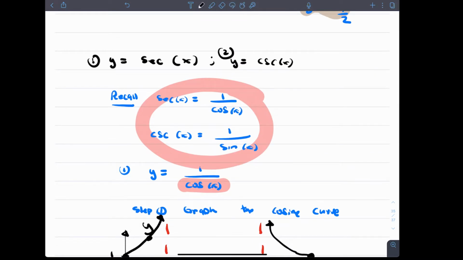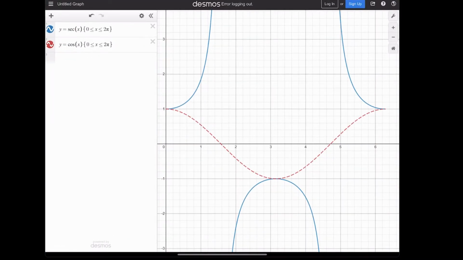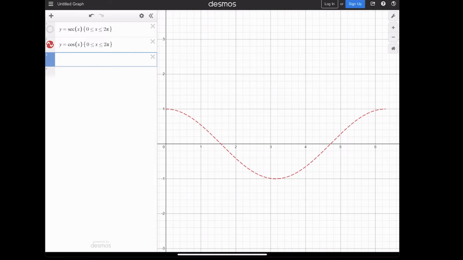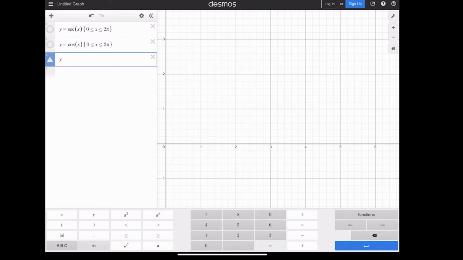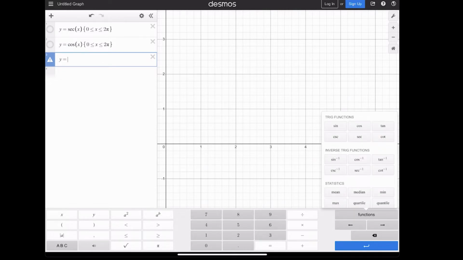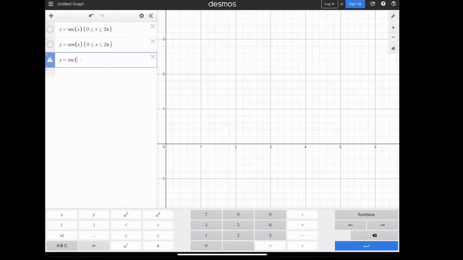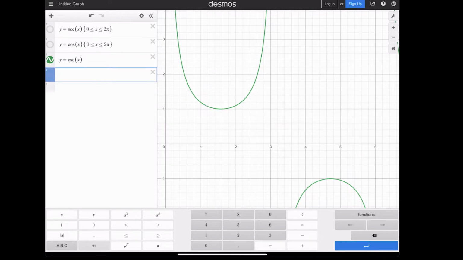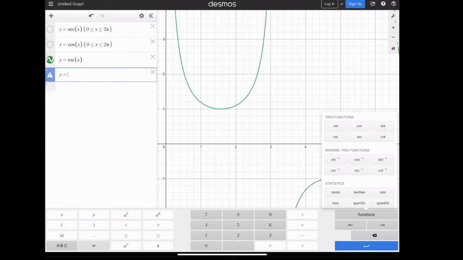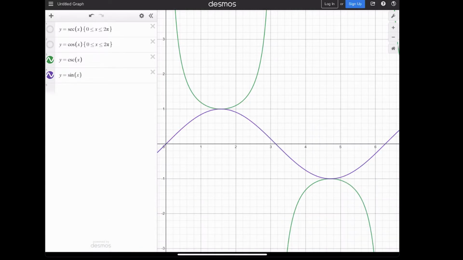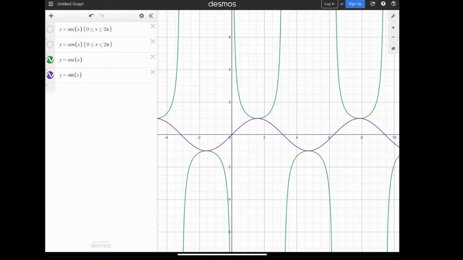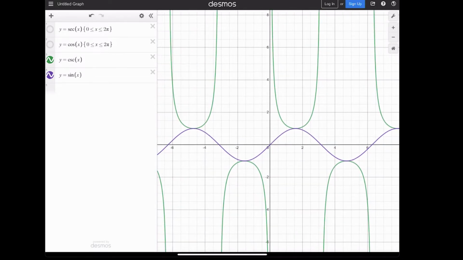So maybe I'll look at Desmos here and show you, generally speaking, if we said y equals cosecant, and then here is y equals, what's that other function? What do we say? Sine. You're going to see a similar kind of relationship that we'll see tomorrow.